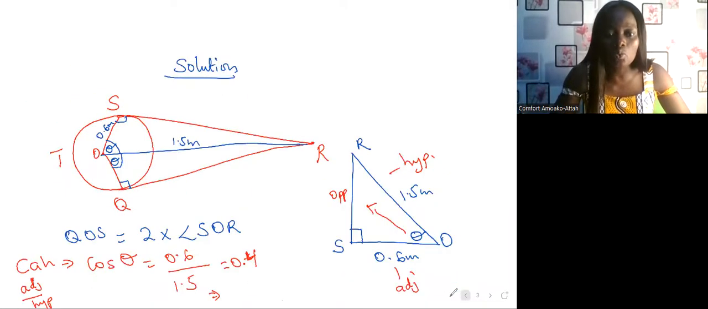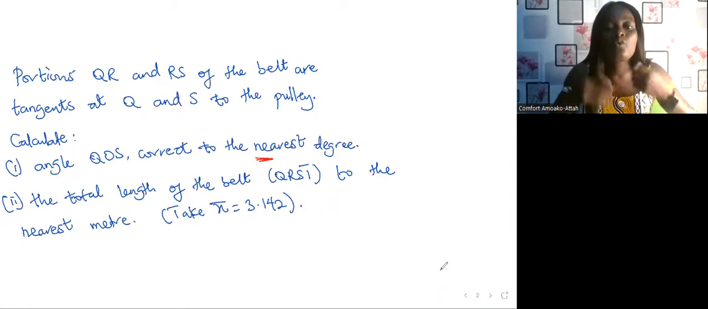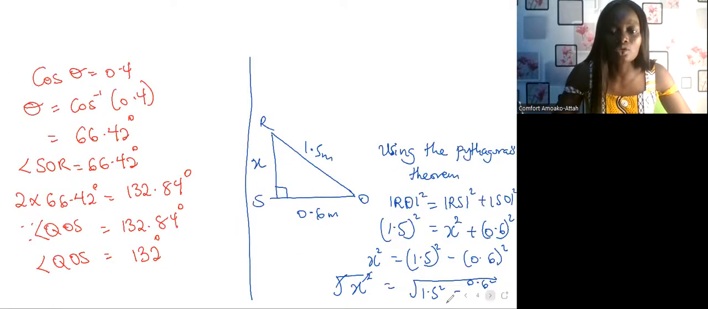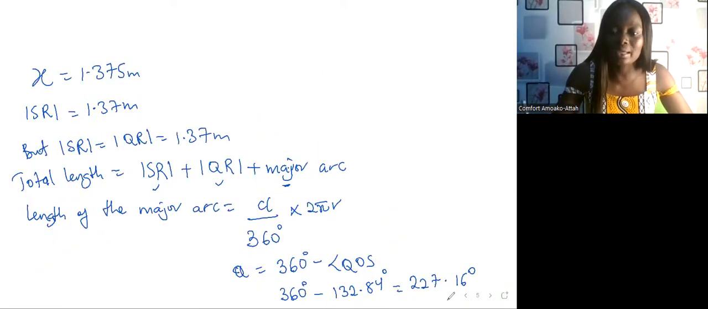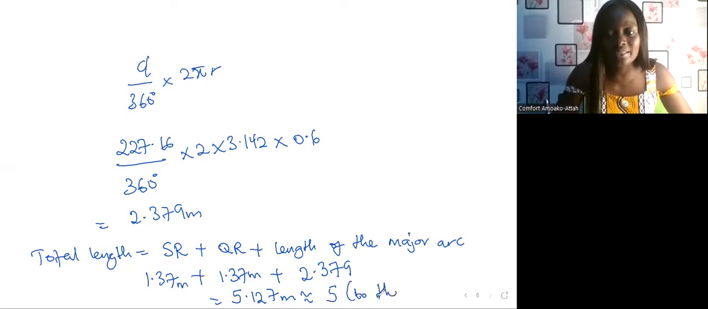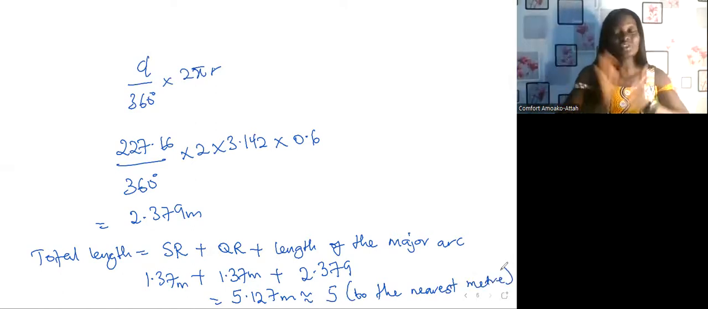But the question didn't end there. The question was, correct it to the nearest meter, nearest whole number. So what will be the nearest meter? So approximating it to the nearest meter, we get 5 meters. That is all. So simple.